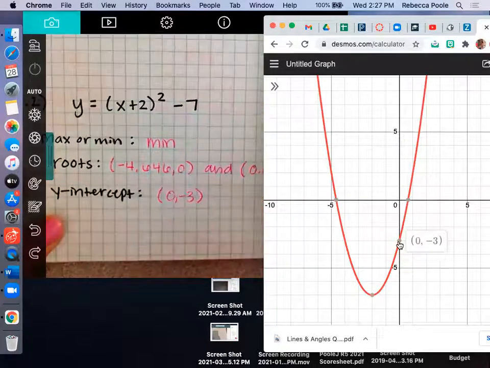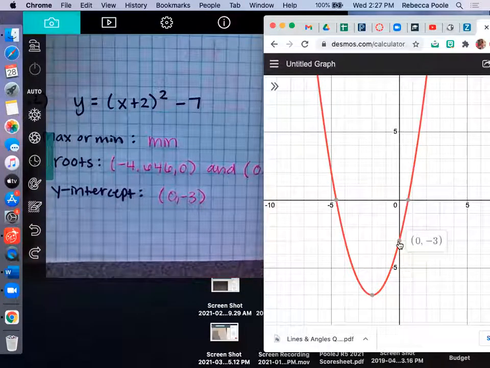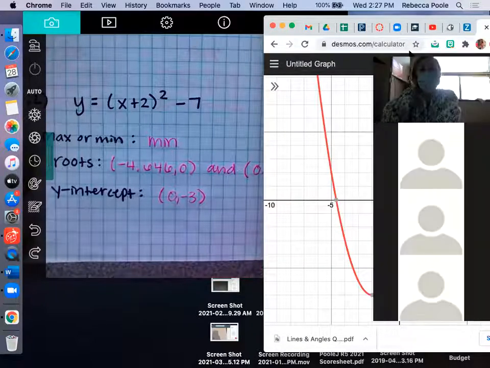That boy's excited. Do you feel like you could do this on your own using Desmos and Delta Math? Yes, great. So I'm going to go ahead and stop the recording.